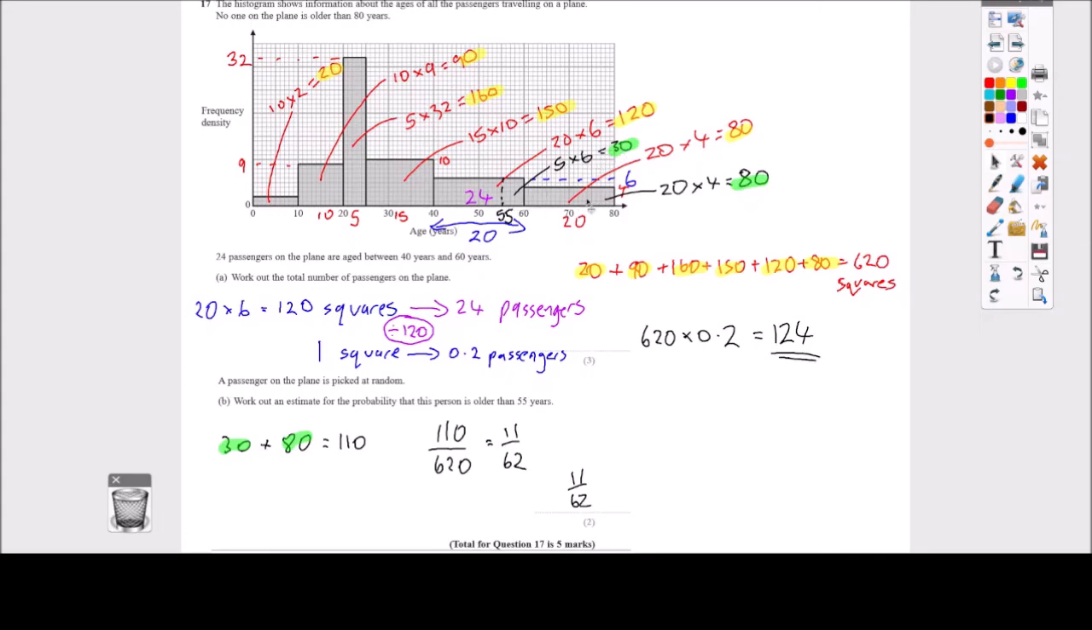And then I've got my 80 baby squares already here. So how many baby squares are over 55? It's 30 plus 80, which is 110. That's out of 620 baby squares in total. Dividing top and bottom by 10, that gives me a probability of 11 out of 62.